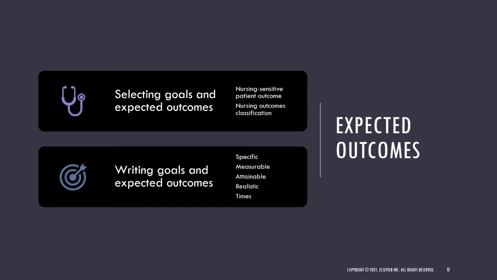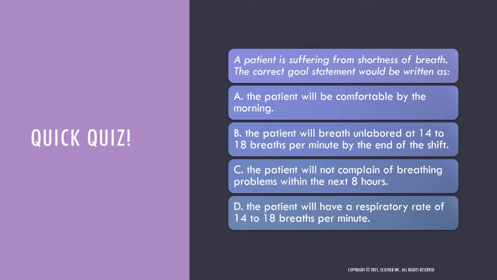Select goals and expected outcomes based on nursing-sensitive patient outcomes and nursing outcomes classifications. Writing goals and expected outcomes: goals need to be specific, measurable, attainable, realistic, and time sensitive. Quick quiz. A patient is suffering from shortness of breath. The correct goal statement will be rewritten as which of the following?